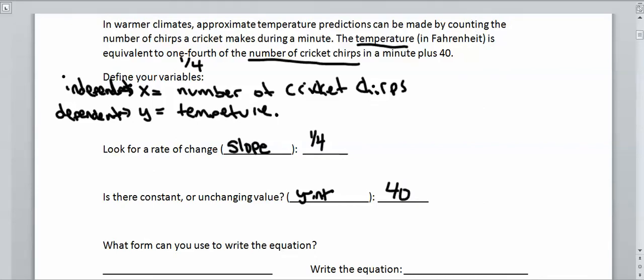Alright, so now the question is, how do we use this information to actually write an equation? Because I have a slope and a y-intercept, I'm going to use slope-intercept form.